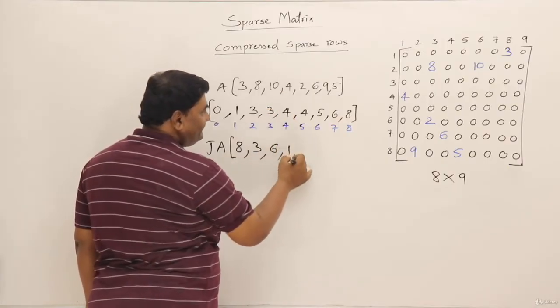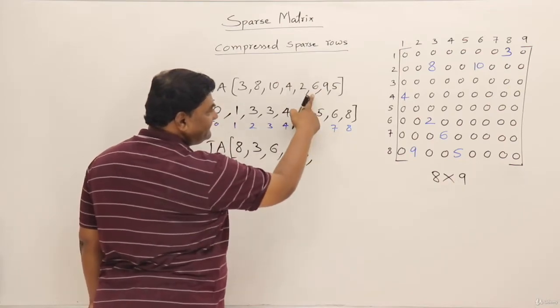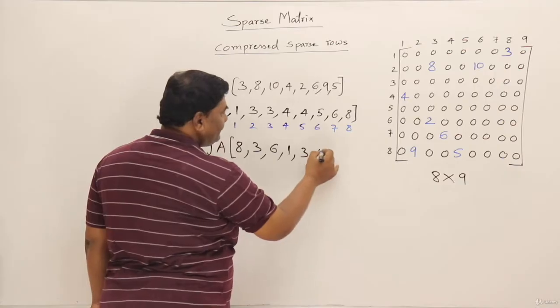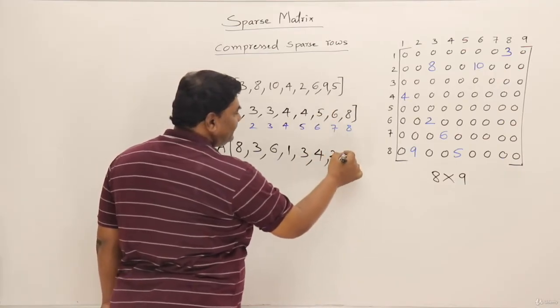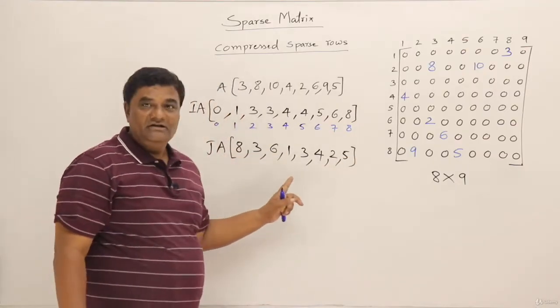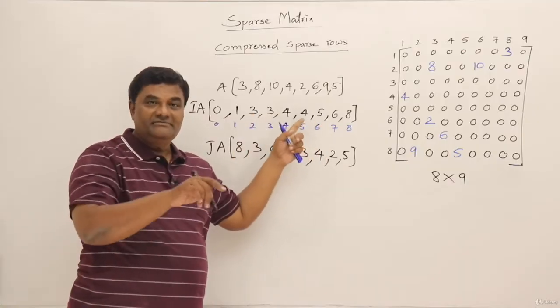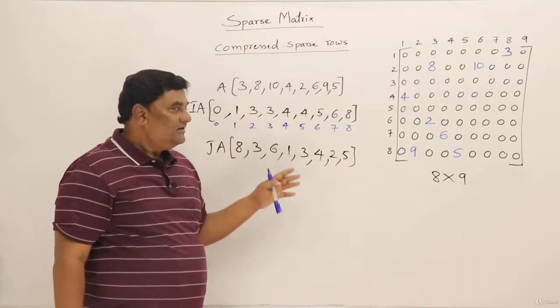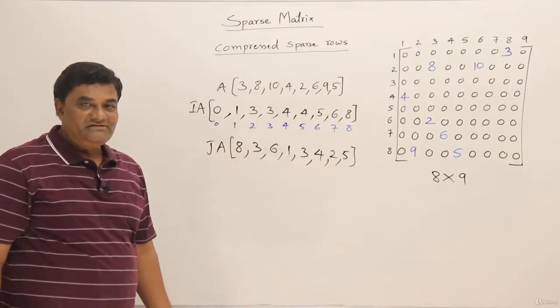This is in the first column, and 2, this is in the third column. Then 6 is in the fourth column. Then 9 is in the second column. Then 5 is in the fifth column. So as many elements are there, that many columns are there. But here, as many rows are there plus 1, because it starts from 0 onwards. So this is another method that is called compressed sparse row.